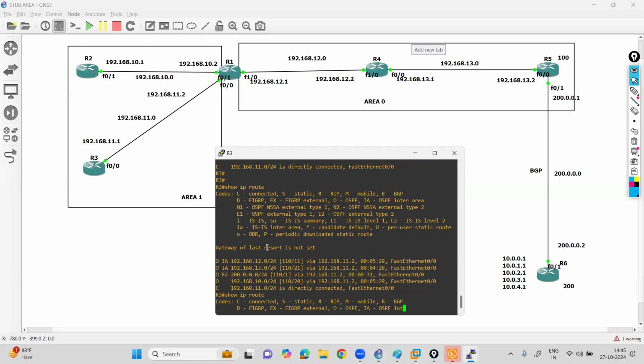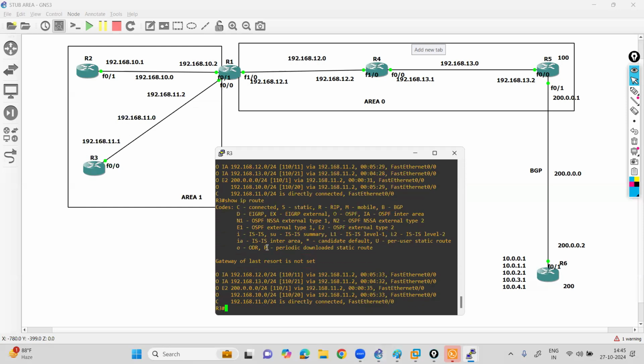Did you get the routes from external or not? Yes, sir. Yes, external routes. We got the routes from external on this side, that is 200.0.0.0. We got the routes from this side also.